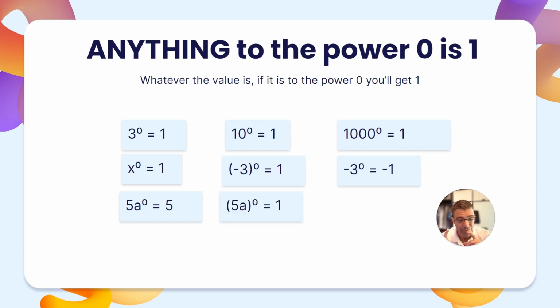If, however, you have 5a inside of a bracket, so all of that to the power 0, then whatever is inside the bracket becomes a 1. Okay, so in practice, this is how you use it.